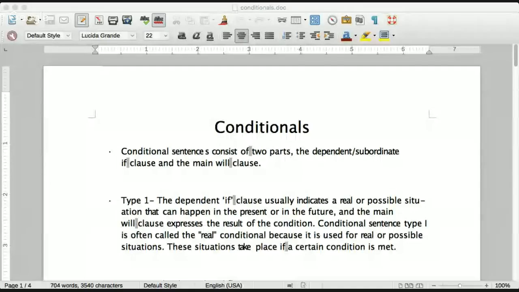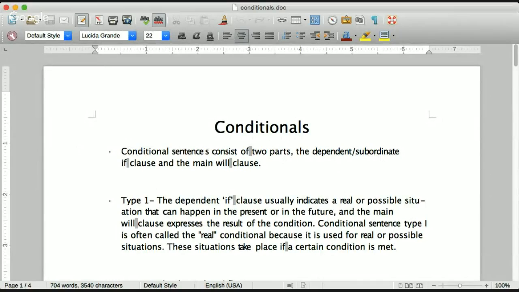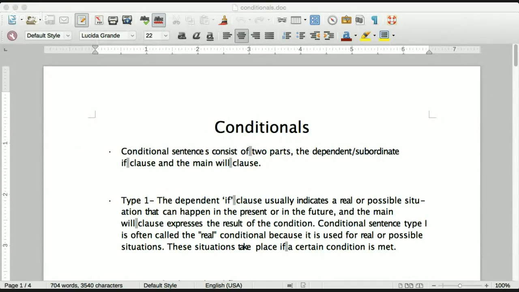And I'm going to screen share the notes so we can start. So conditionals. We'll be starting with a quick grammar review of each of the types, and then we'll see lots of examples of them and make our own examples as well.